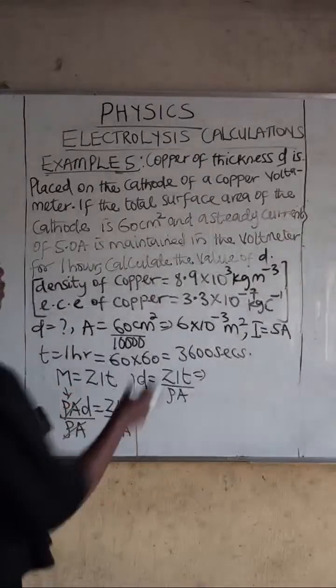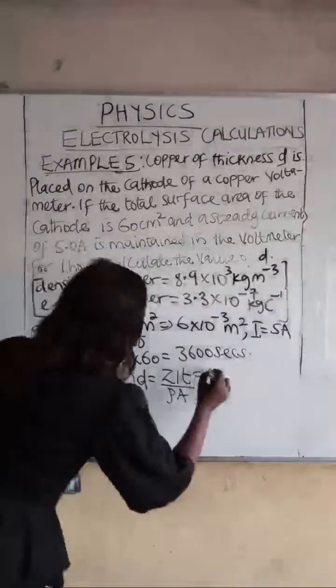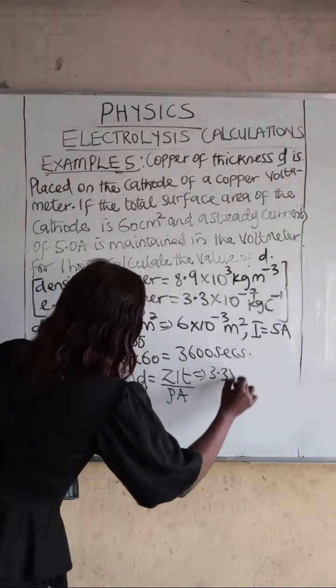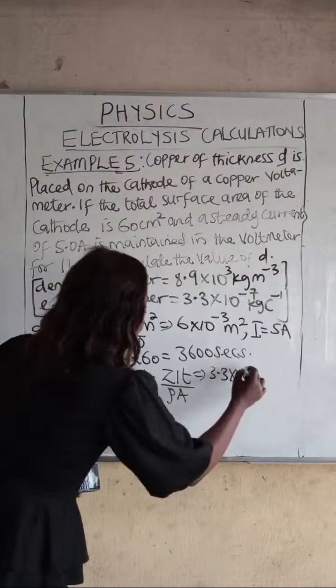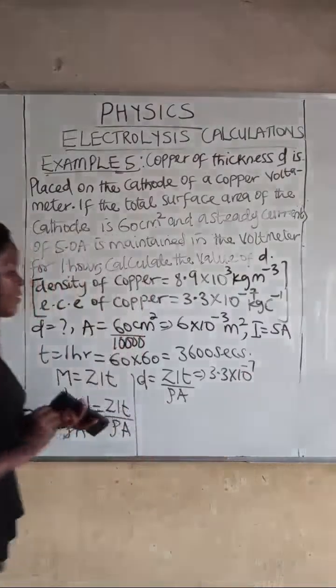What is my electrochemical equivalent? That is 3.3 times 10 to the power of -7.